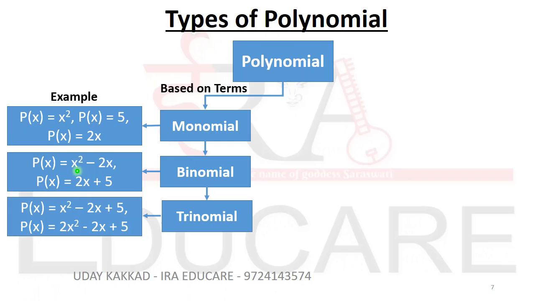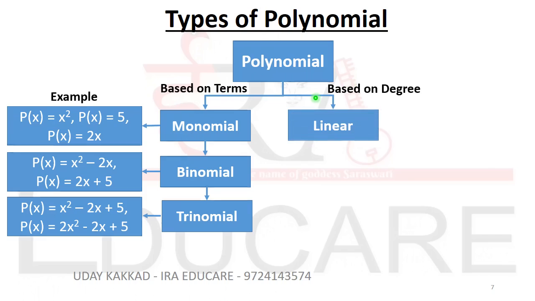Now trinomial means 3, tri means 3, that's why x square minus 2x plus 5. It has three terms, so it's called a trinomial. So these are the three types based on terms.